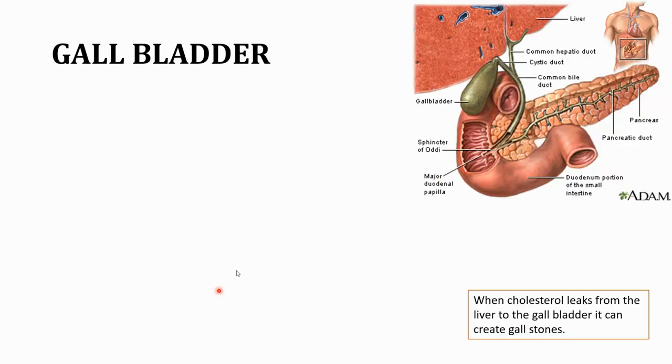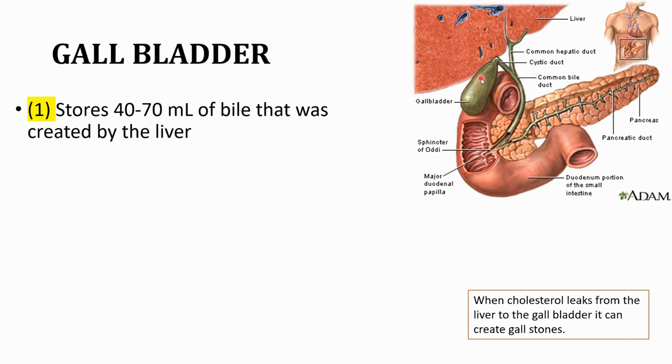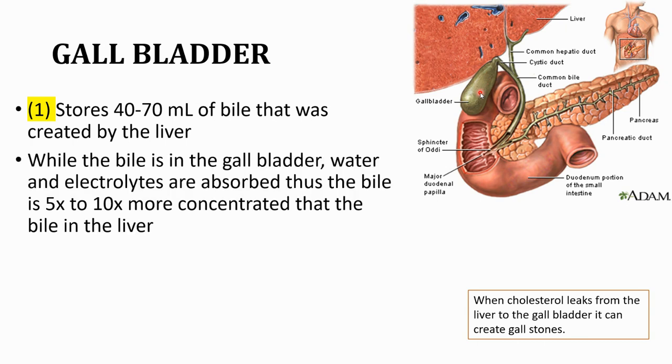Now the gallbladder, you can see it right here, that green structure. It's going to store 40 to 70 milliliters of bile that was created by the liver. So remember, the liver makes bile, and then it's going to allow it to be stored in the gallbladder. Now, the great thing about the storage of bile in the gallbladder is that it is concentrating it. So the bile in the gallbladder is 5 to 10 times more concentrated than what comes from the liver.